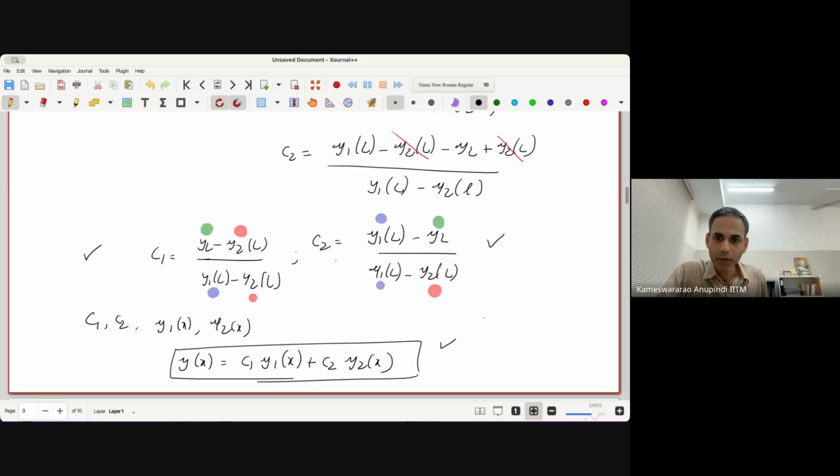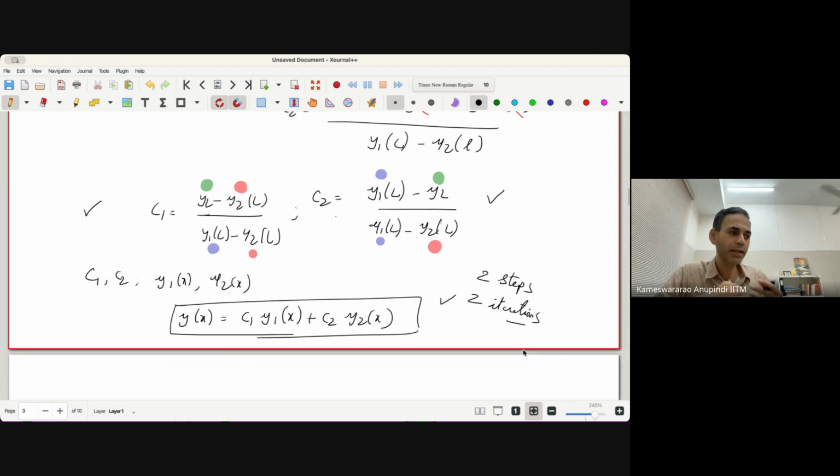As you can see, we have only 2 steps, right? Or 2 iterations. In fact, we didn't even iterate, right? We just basically did 2 independent solutions saying y1 of 0 and y1 prime of 0, y2 of 0 and then y2 prime of 0, right? These are essentially 2 independent guesses. With 2 independent guesses, we are able to obtain what is the answer. And we were able to do this only because the problem was linear, okay?